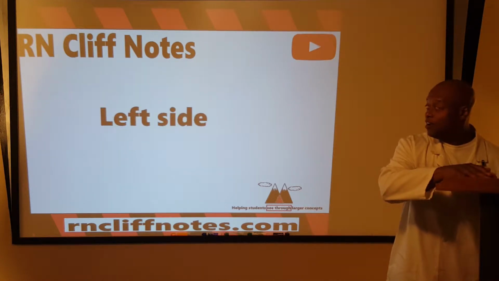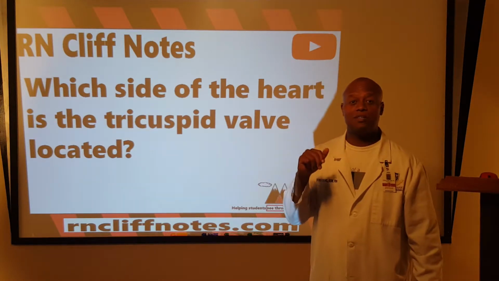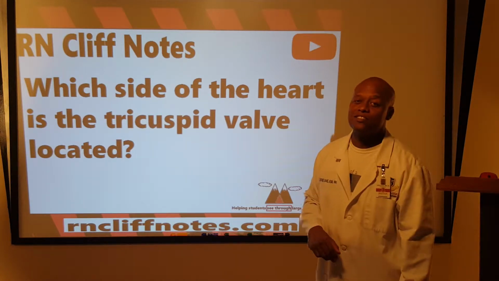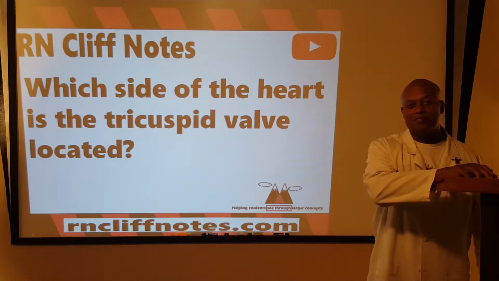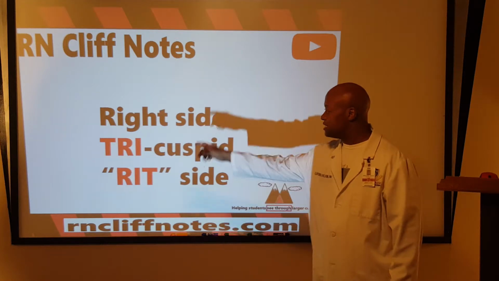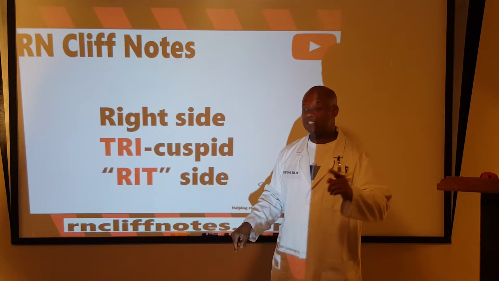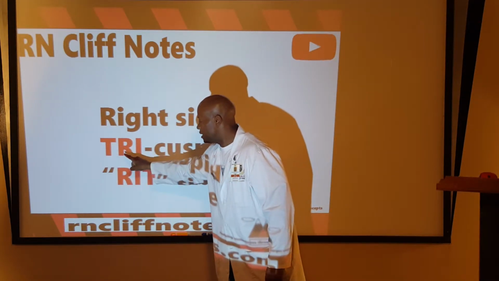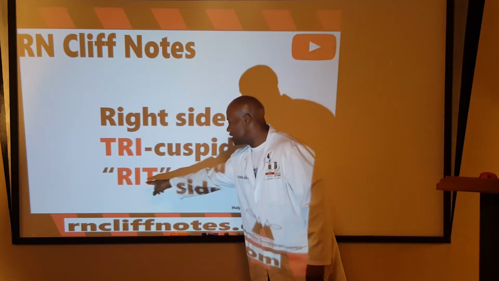Now, left side, as we know. Which side of the heart is the tricuspid located on? And you say... And some of you, after you think about it, you got to think of sayings and say, this easy. Here you go. Super easy. Right? Right side. Why? Because we said tricuspid. And all we need to do is this. Rearrange these letters. Take tri and do what? Spell it R-I-T instead. And where's the tricuspid? On the right side.